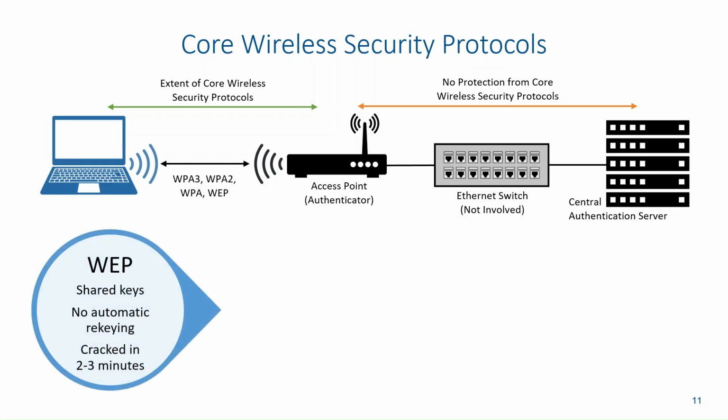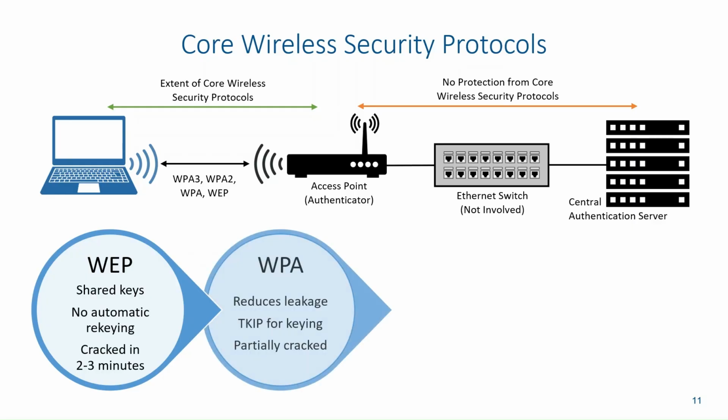So the first wireless security protocol is WEP. It uses shared keys, which are strongly discouraged because it's like your home. If someone gets a hold of that key, all they need to do is copy it, and then they have access to your home with the shared key. There's no automatic rekeying, and it's been shown to be cracked in 2 to 3 minutes, and for this reason should no longer be used.